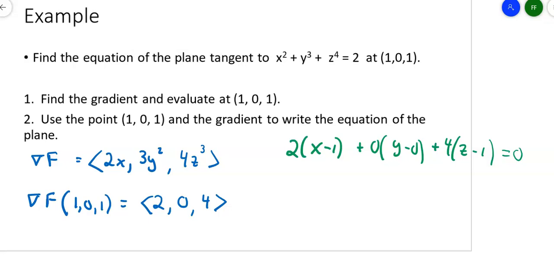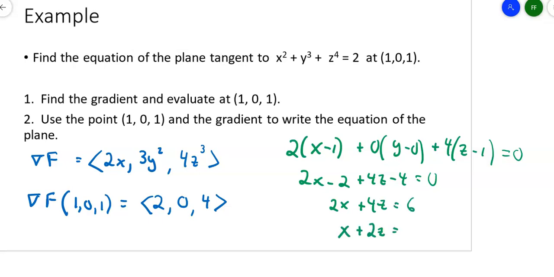I could simplify this. This looks like not a terrible one to simplify. I'll get 2x minus 2. Everything in the middle drops out. I get a 4z minus 4 equals 0. So if I add a 6 to both sides, I get 2x plus 4z equals 6, or x plus 2z equals 3.